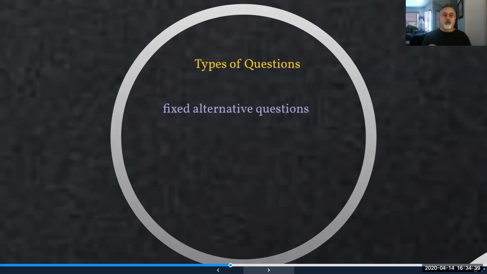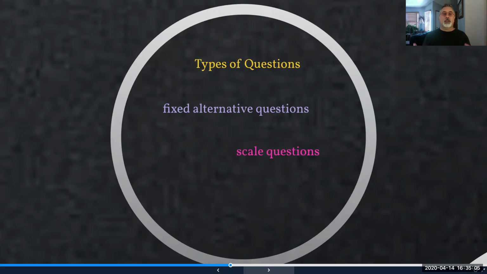Well, we're looking at fixed alternative questions. So things like, do you believe in blah? Yes, no. Those are fixed alternatives. There's nothing in the middle. There's no other choices. It's true, false, yes, no. Those are fixed alternative questions. And in your survey, you want 2 of those. So at least you get some idea.